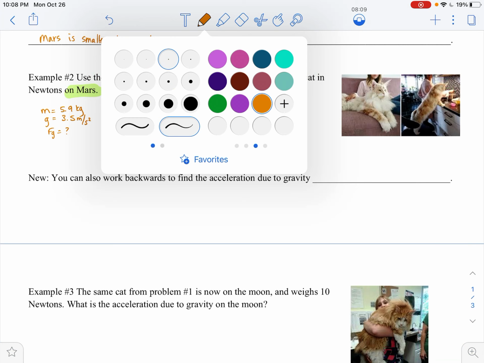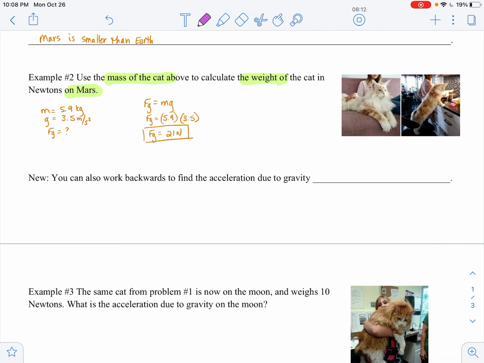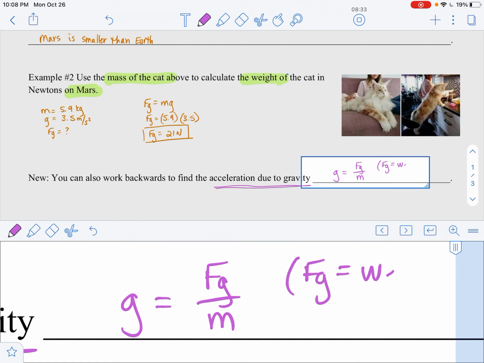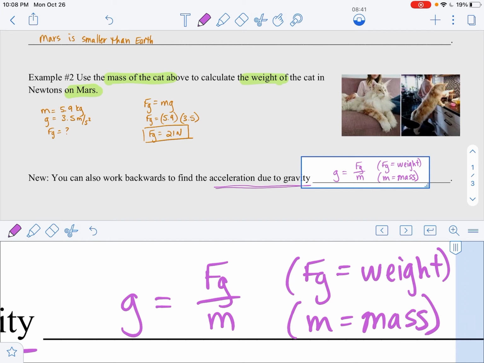So we can also work backwards to find acceleration due to gravity, right? And so that's what we would do if we were going to use the other version of this equation. So acceleration due to gravity is equal to the weight divided by the mass. So remember, let's just put it off here in the parentheses. This is the weight, and this is the mass. All right, so if I know the weight and the mass, I can find the acceleration due to gravity. So let's do that.